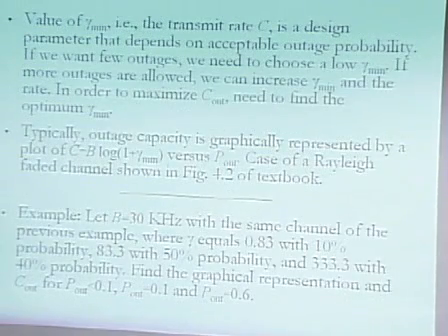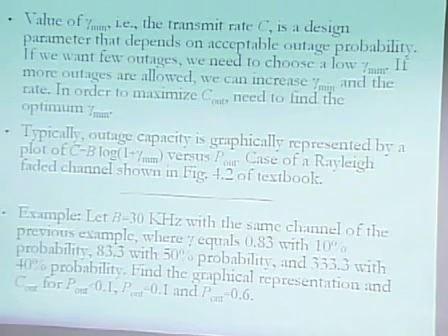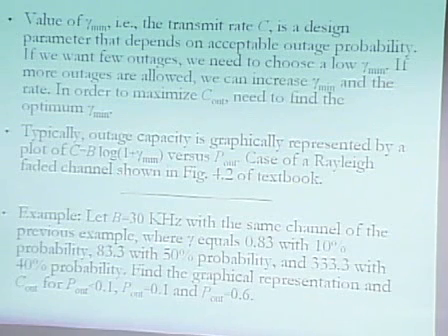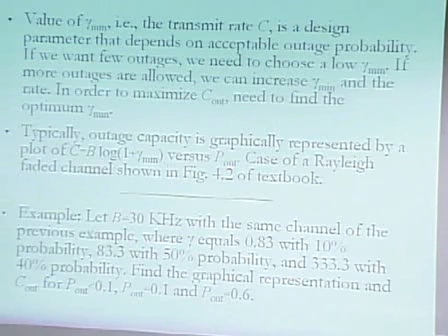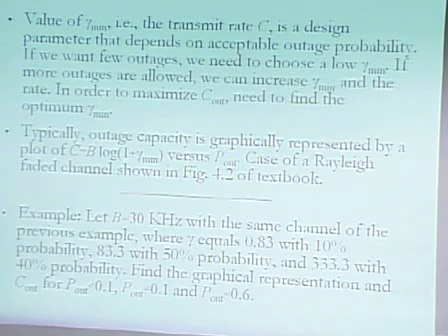Now, how do we find gamma min? How do we choose it? Well, it's a design parameter that depends on which kind of outage level is acceptable. So if we want few outages, we have to choose a low gamma min. We have to be very conservative. If we can tolerate more outages, and that may depend on the application, right? If we can tolerate more outages, then we can increase gamma min and be more aggressive. So in order to maximize the throughput, we need to find an optimum gamma min, which can be done.